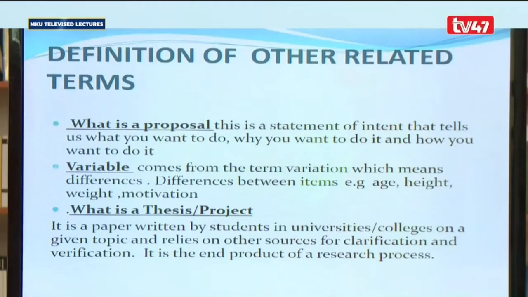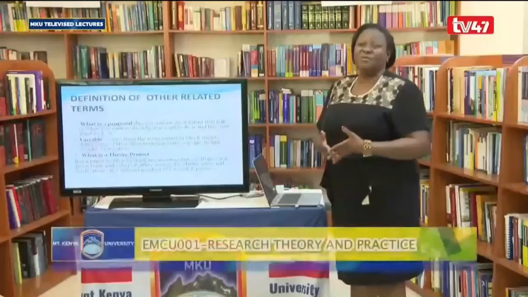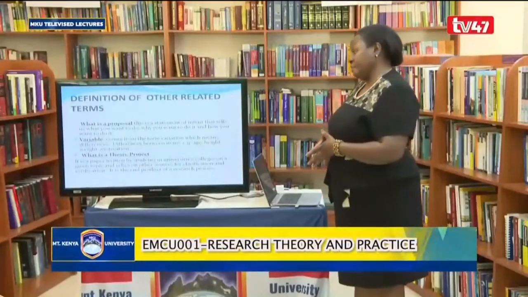For example, age can be a variable because the individuals that will be involved in that study will be of different ages. Height can be a variable. Maybe you want to establish the relationship between the tall people and the short people, or the tall people and academic performance. Those will form your variables. We also can talk about motivation as a variable. We have internal motivation, we have external motivation. Maybe you want to relate the two, then they will form the basis of your variables.